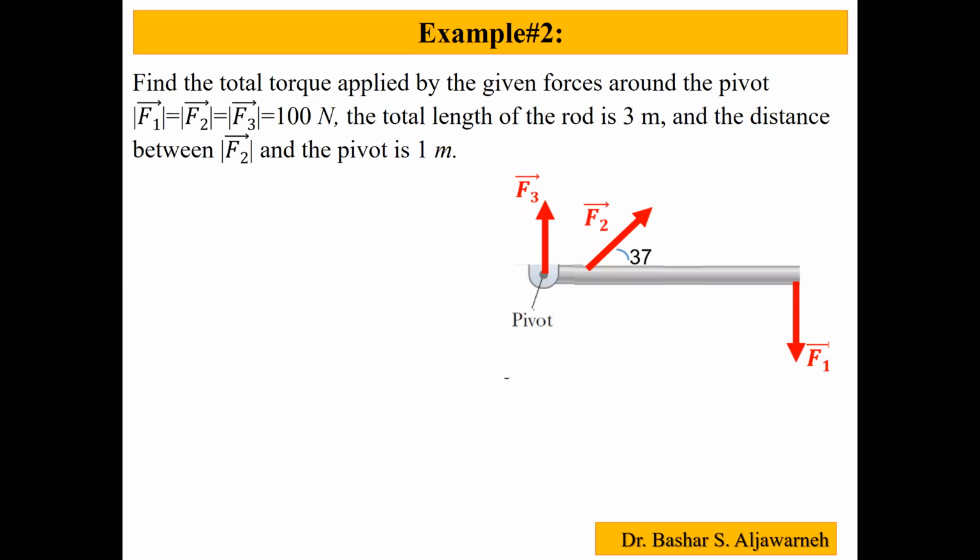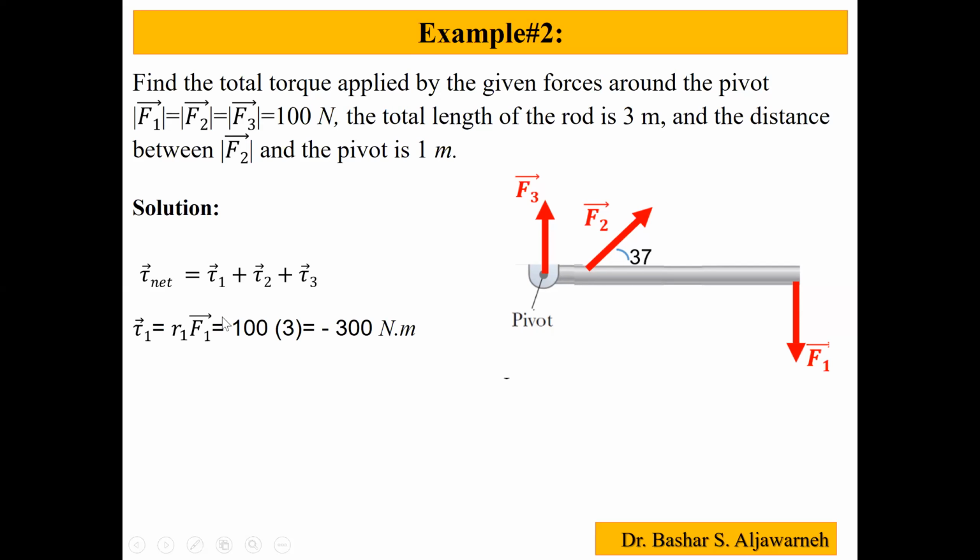First of all, the torque will be coming from torque due to the first force, torque due to the second force, and torque due to the third force. Now, the torque from the first force, as you can see here, the distance from the action point to the pivot is 3 meters times F1, which is clearly perpendicular, so sine 90. Now, R1 times F1, but we have to know the direction of the torque.